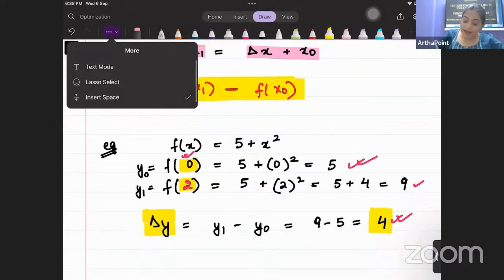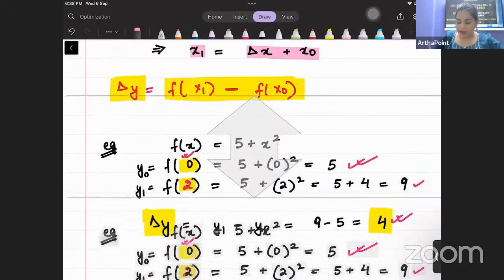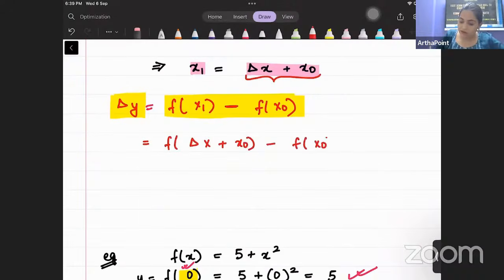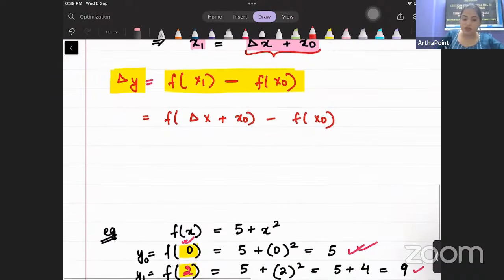I can say that, nothing wrong. But I have gone ahead and written x1 as this. So this is nothing but f of change in x plus x0 minus f of x0. Right? This is your change in y.